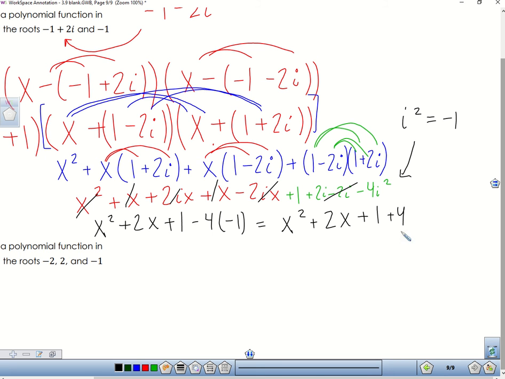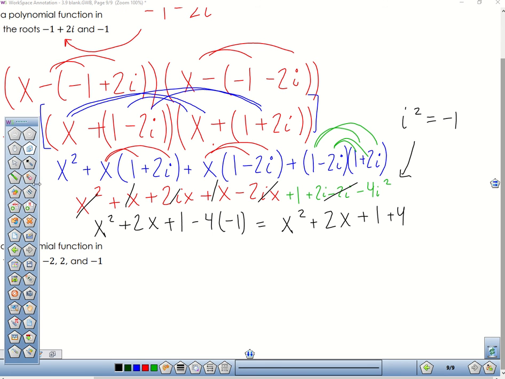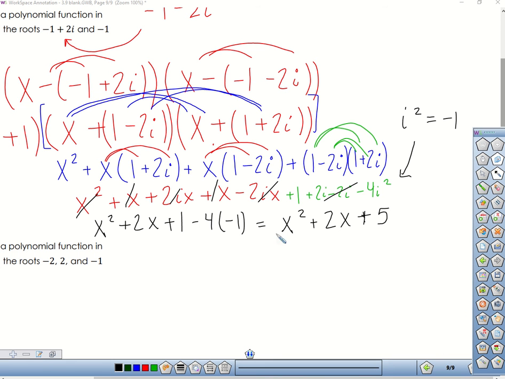plus 4, which simplifies to x squared plus 2x plus 5. So you can replace this with a 5 at the end. I'm just going to replace it so I don't have to write another whole line. My pen is still lagging, so this is challenging. So that's what we end up with. So that is the result of multiplying those two binomials together.